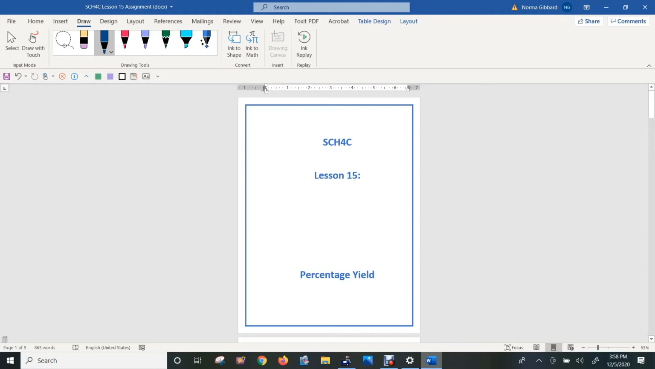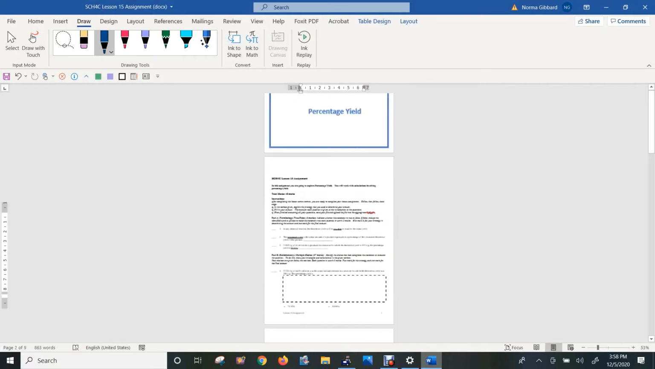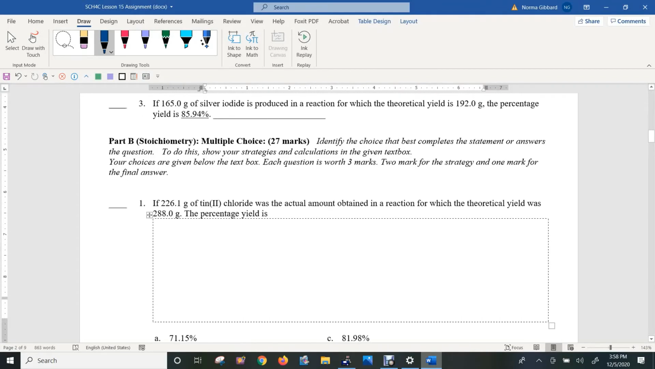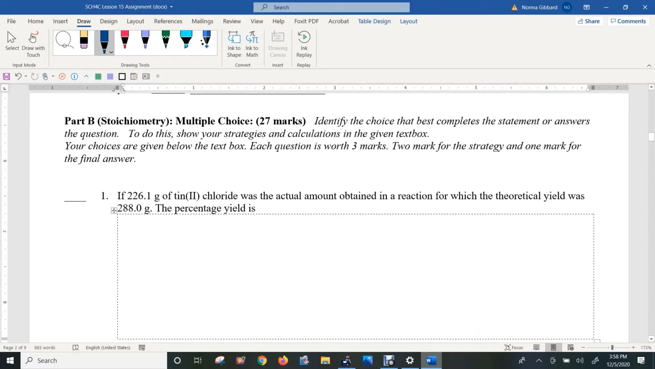SCH 4C, Lesson 15, Percentage Yield. We're going to start this lesson by looking at Part B, number 1.